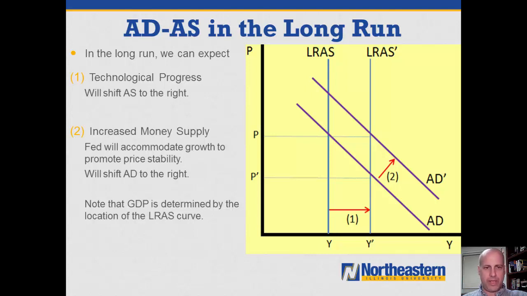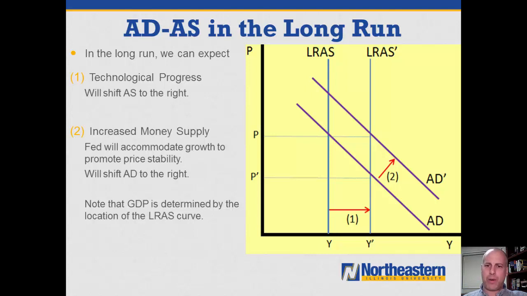the right. What we expect is that as the Fed works to accommodate and promote price stability, as the Fed works to keep prices stable in the long run, they will increase the money supply to be consistent with this new level of economic activity. They will work to shift the aggregate demand curve to the right.